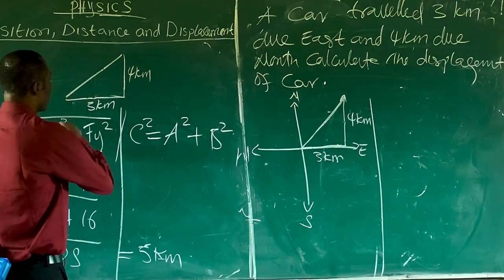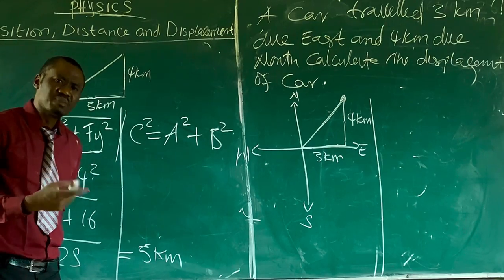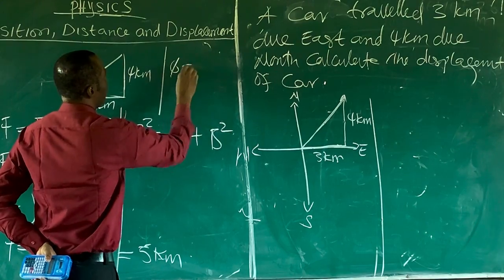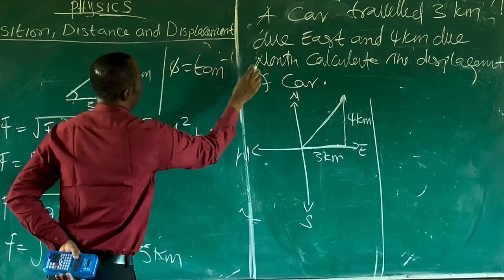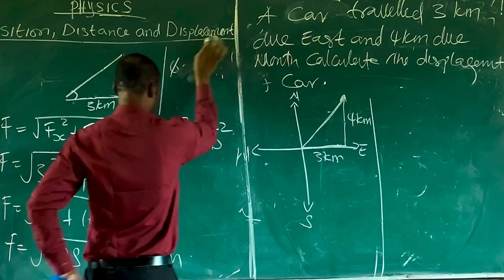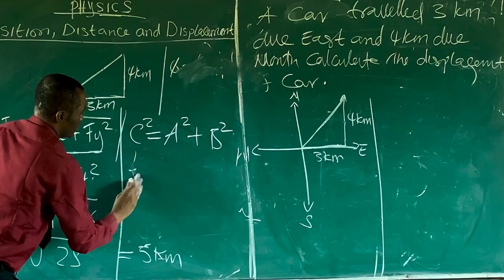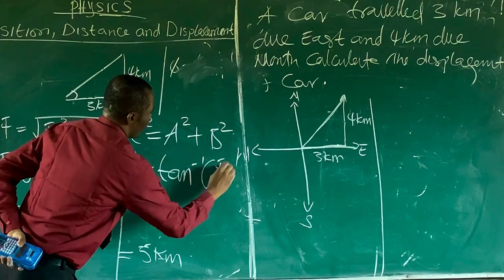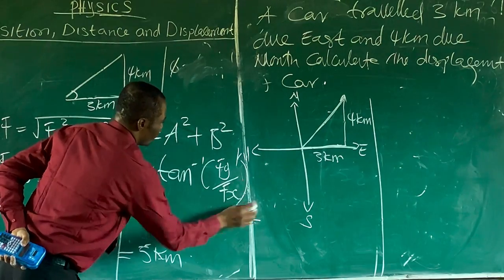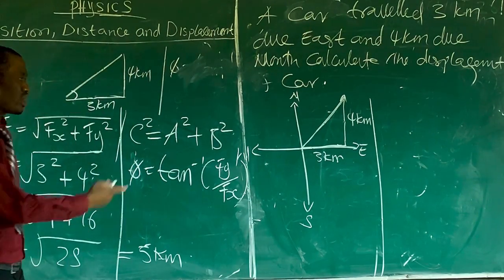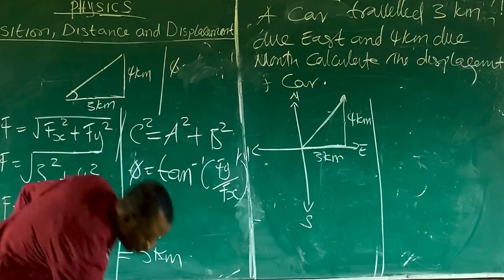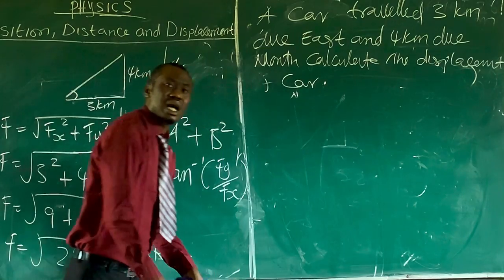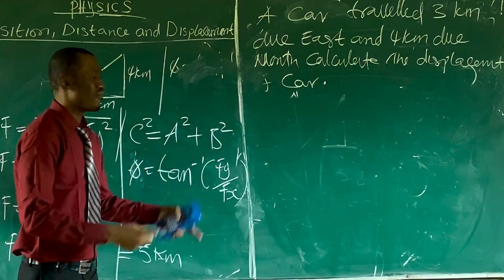Then, for the angle of displacement, I love to use theta is equal to tan inverse of Fy divided by Fx. That's what I love to use. But there's another method to solve it in case you don't love this one. You can use SOHCAHTOA to solve it and get the terms and then find what is there.